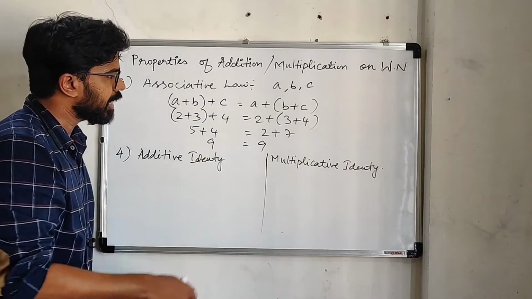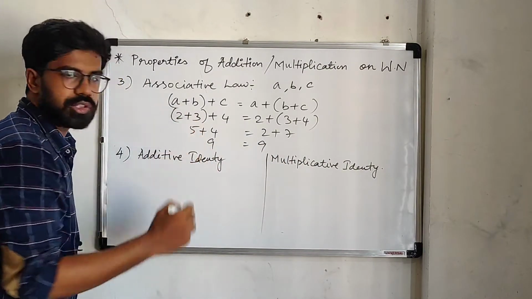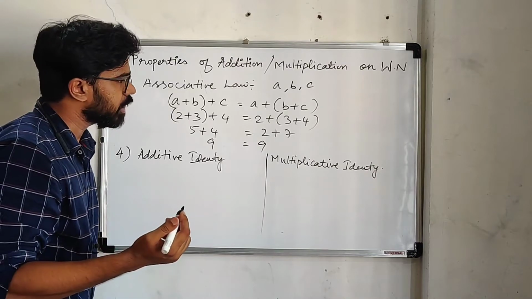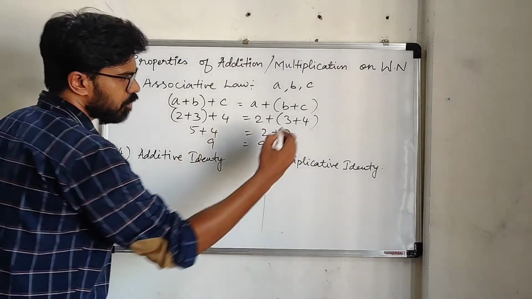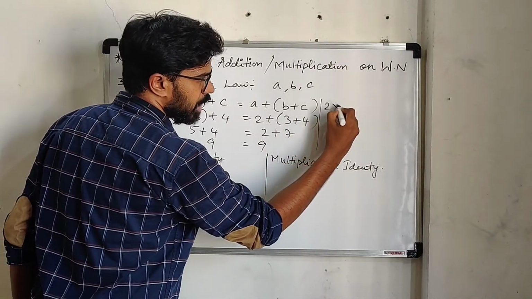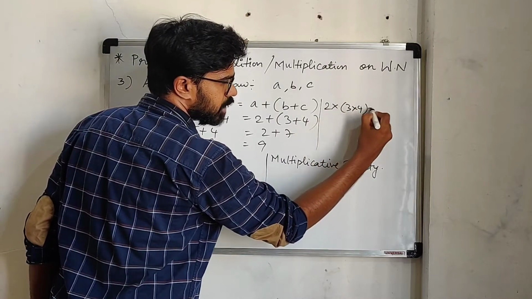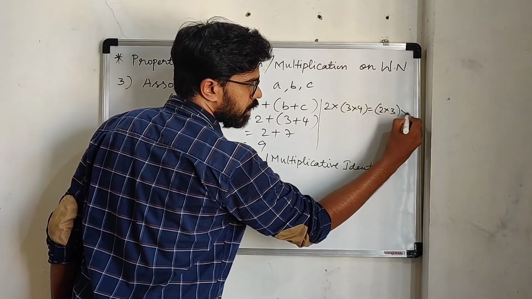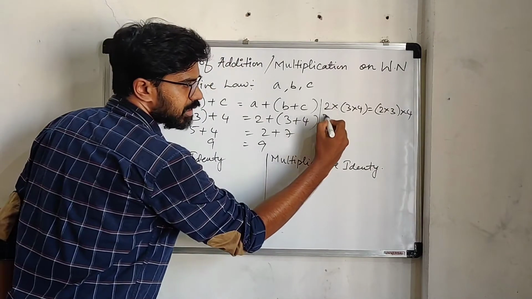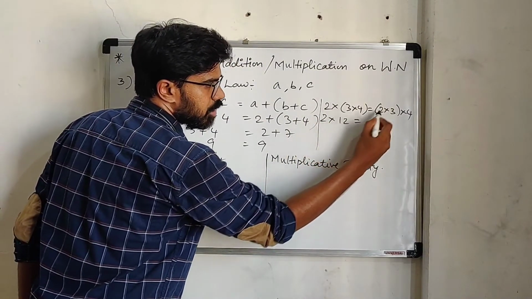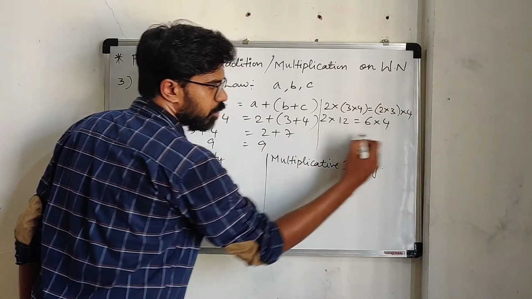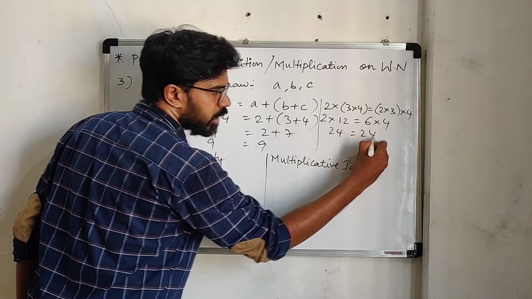Now the same thing you can take, you can put multiplication also over here, and you can still say the same thing. What if I put multiplication over there? Now say 2 multiplied by 3 into 4 is equal to 2 into 3 into 4. Here 2 as it is, 3 4s are 12, here 2 3s are 6 multiplied by 4, here 12 2s are 24, 6 4s are 24.